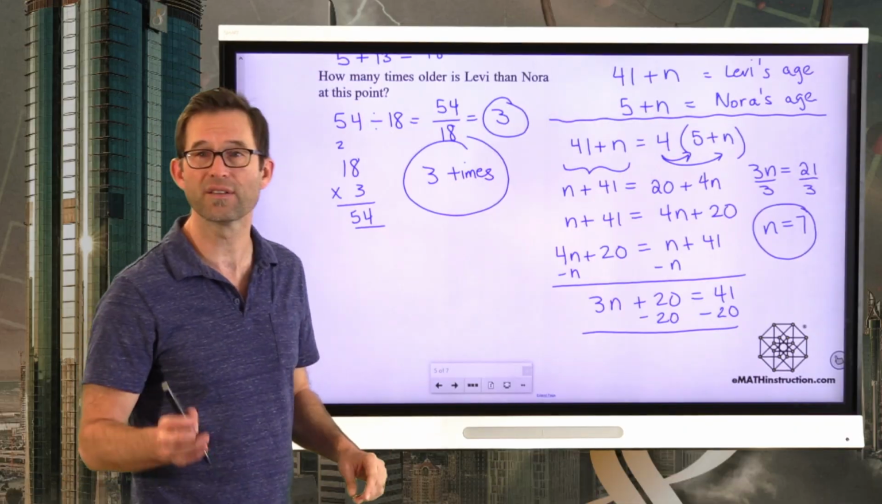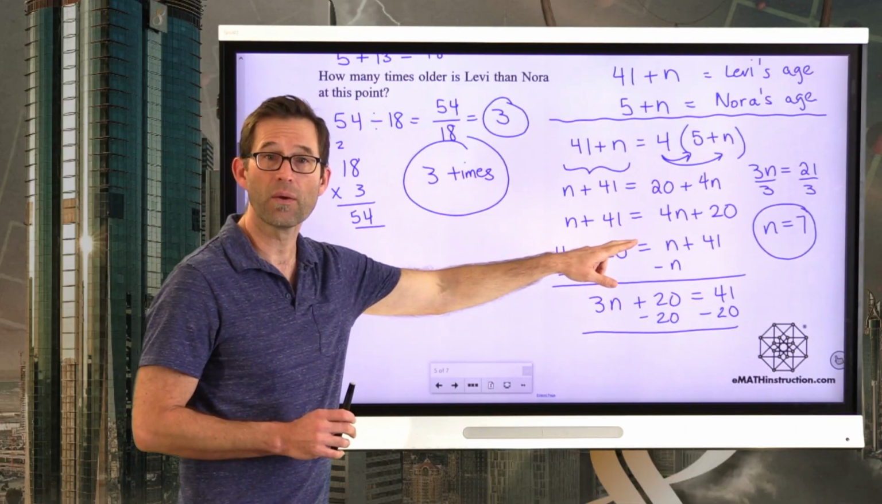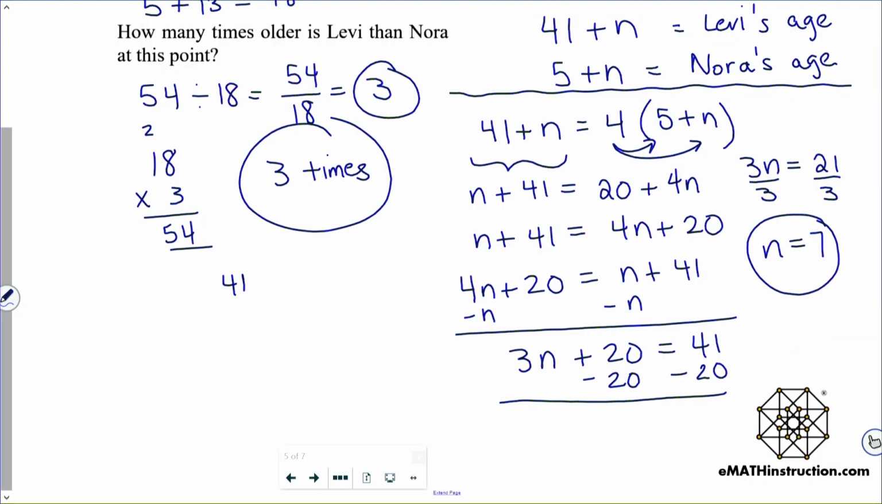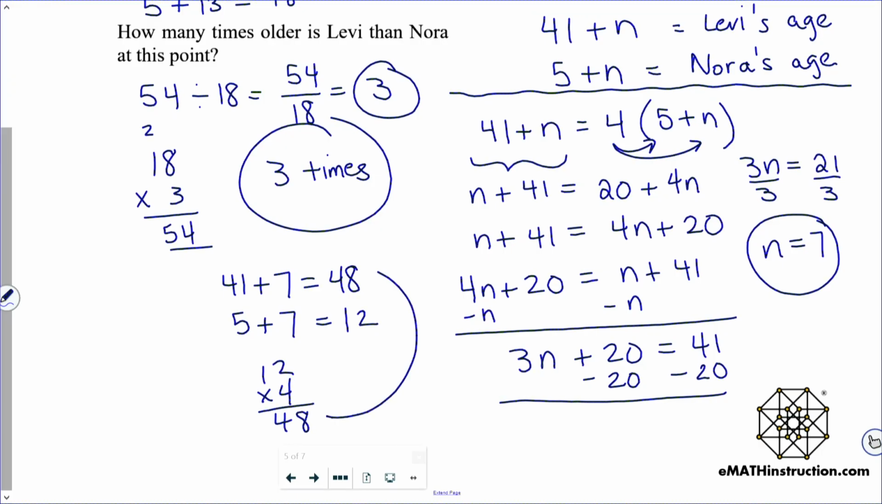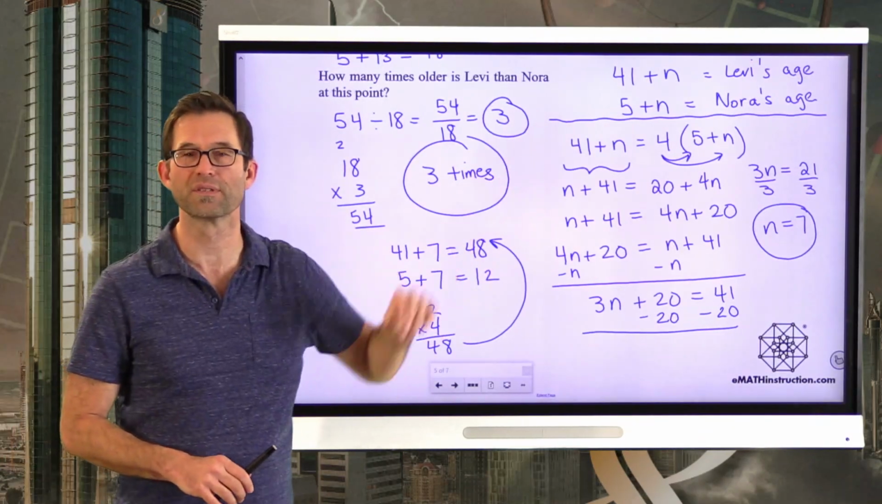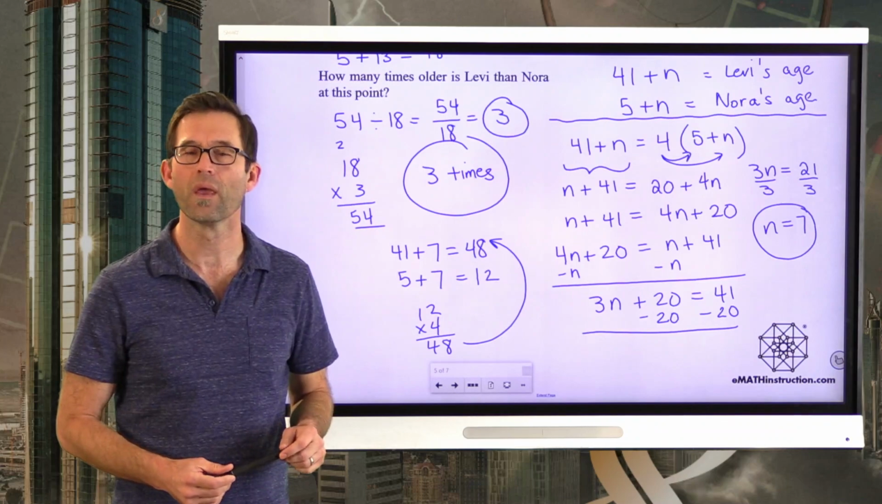And that's an easy check to do because I can now take that n equals 7 and maybe I'll do the check over here, right? I can say, well, in 7 years, Levi is going to be 48. On the other hand, in 7 years, Nora is going to be equal to 12. And, right, 12 times 4 is in fact 48. So we know we're right. All right, excellent. Again, sorry about the little mistake there. That could have been quite confusing.